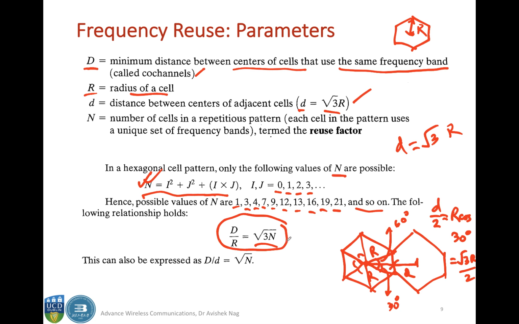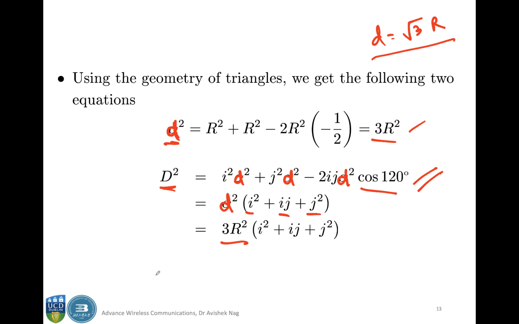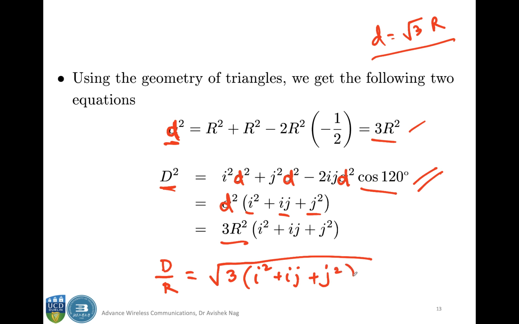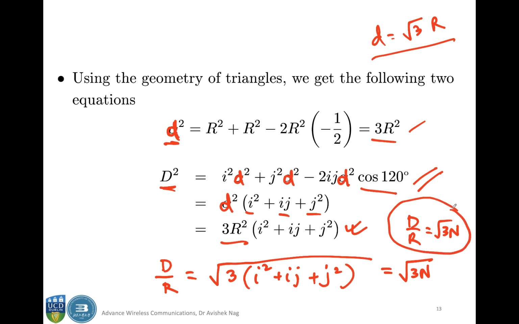So I have established that D by R is square root of 3 times I square plus ij plus j square, right from here. And if you believe me right now that D by R is also square root of 3n, and this part I leave it to you as an exercise to prove. If you can't, we will discuss this in a discussion class later. So if you believe me for now that D by R is also this, then from here we can directly get that n is equal to I square plus j square plus ij, where I and j are integers.